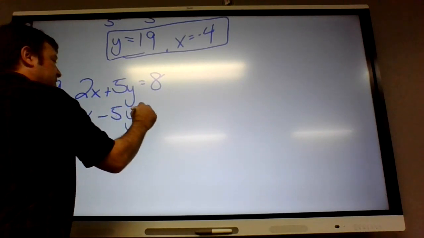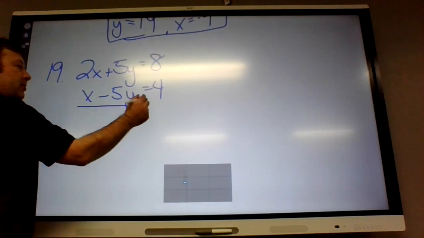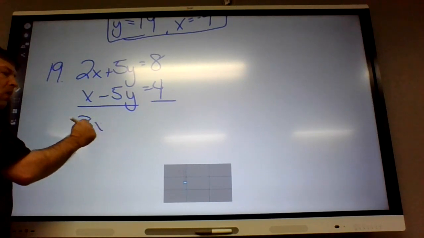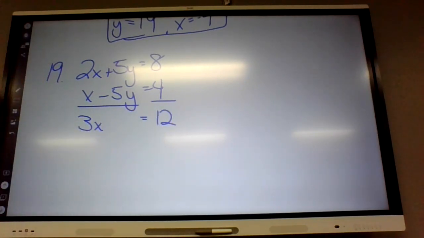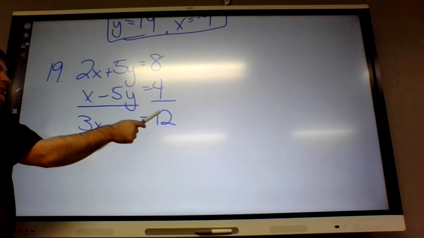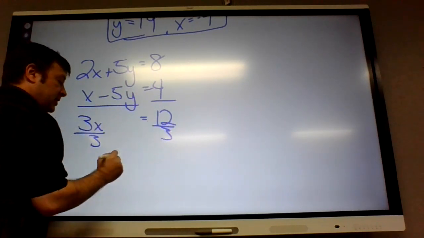This one, 19, is actually one of the easy ones. Because what could I do here? Right, if I add right now without multiplying anything, the y's go away. So they threw an easy one in there. 2x plus x is 3x. 8 plus 4 is 12. 12 divided by 3.